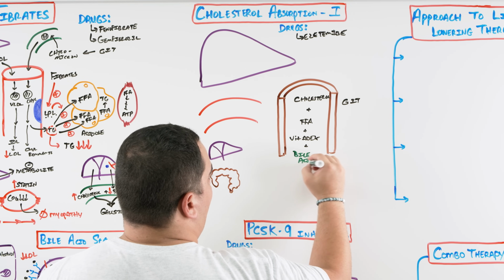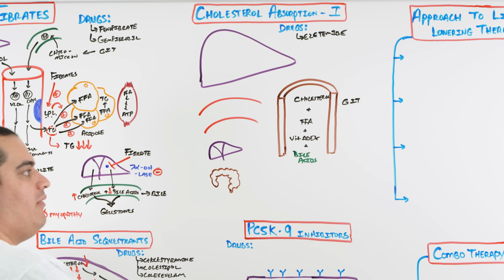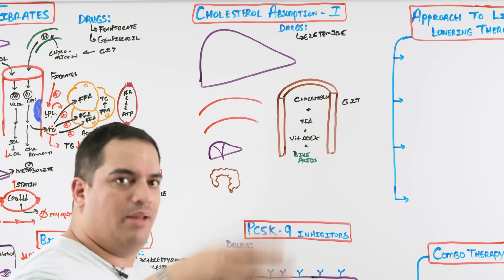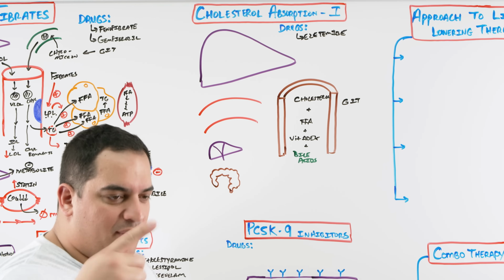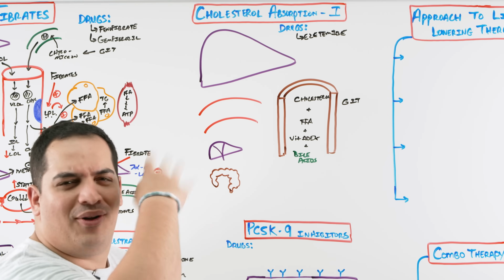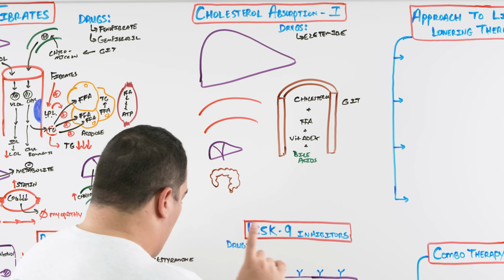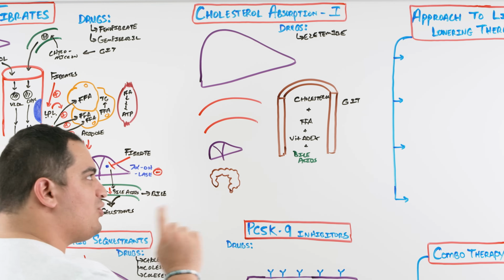We already talked about how the bile acid sequestrants will bind onto these, prevent their reabsorption, inhibiting the bile acid recirculation process, and we talked about all that already. We don't need to go over that anymore. Now, here's where it's really cool.